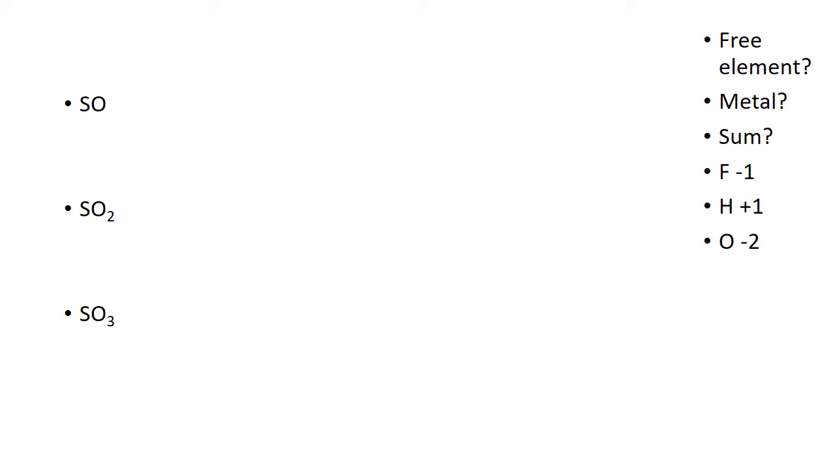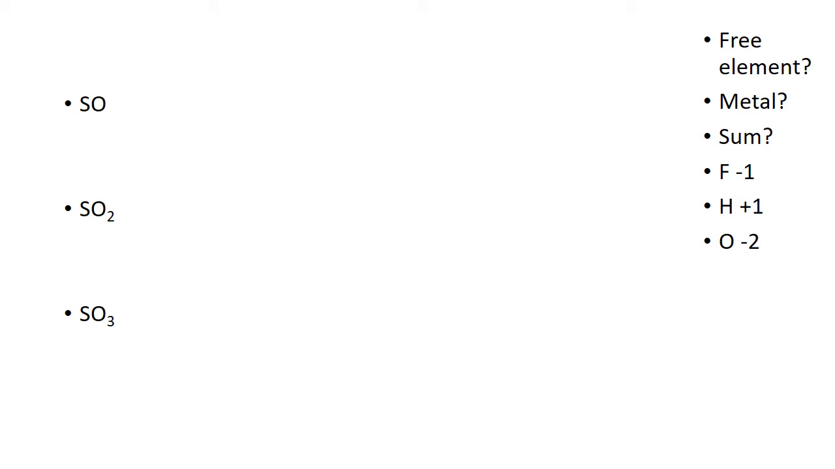So here are 3 examples of compounds wanting us to find their oxidation numbers. The first one is sulfur monoxide, SO. We're going to go through the list of rules. Notice I've put them over to the side. Number 1, is it a free element? No, we have a compound in this case, so that doesn't apply.